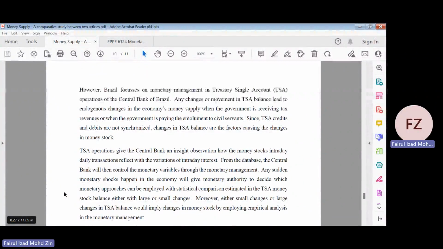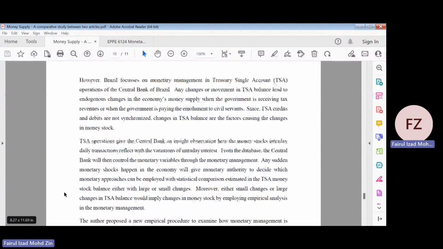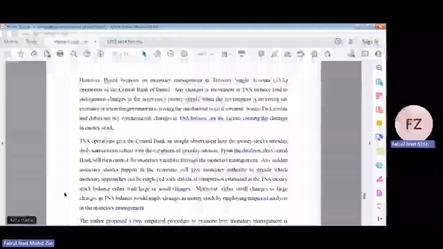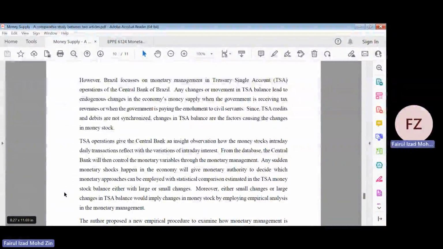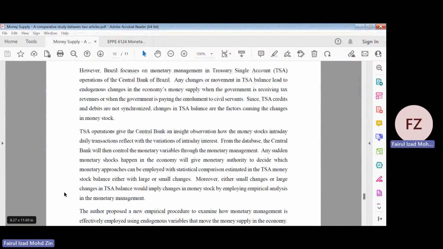TSA operation gives the central bank insight into how money is stored intraday; daily transactions reflect the variation of intraday interest. From the database, the central bank will then control the monetary base through monetary management. When any sudden monetary shock happens, the economy will allow the monetary authority to decide which monetary approaches can be employed, with fiscal comparison estimated in the TSA money stock balance, either with large or small changes.